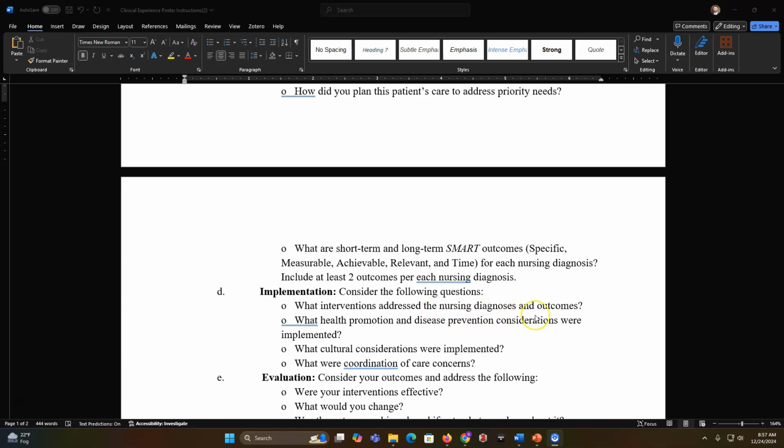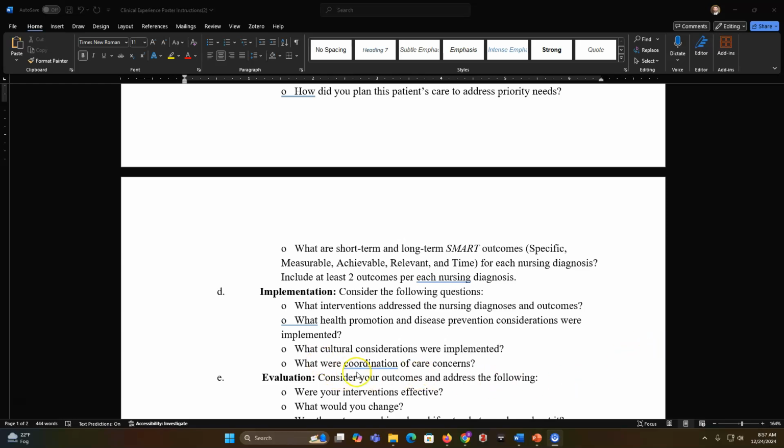Implementation. What were some of the things that you did related to the diagnosis and outcome of your patient? What health promotion and disease prevention considerations were implemented? What cultural considerations were implemented? This can be anything from they were Catholic and they wanted a priest to come, or they were Lakota and they wanted sage, or they wanted to be facing a certain direction, or there are lots of different things you can use. Make sure you have some cultural considerations with this.